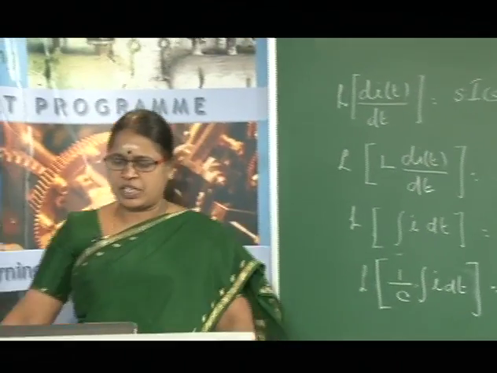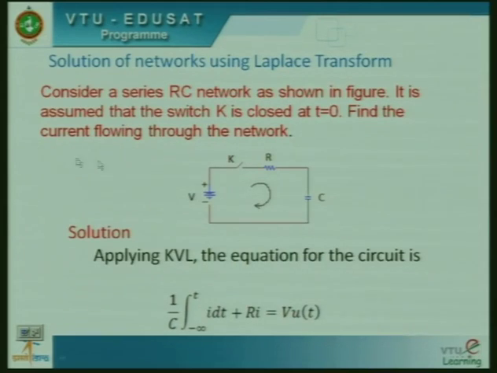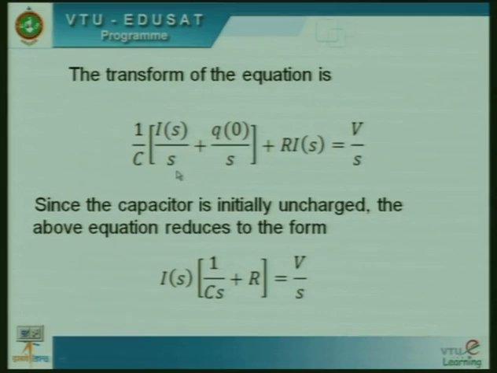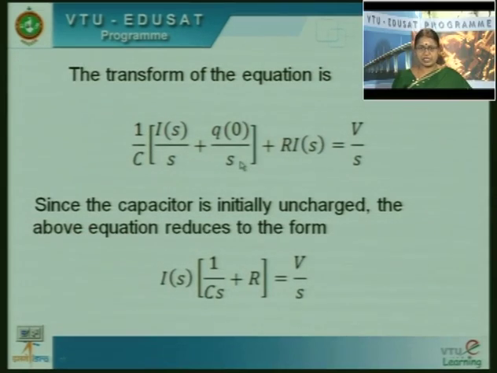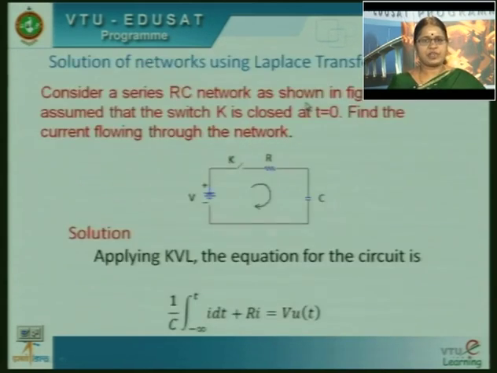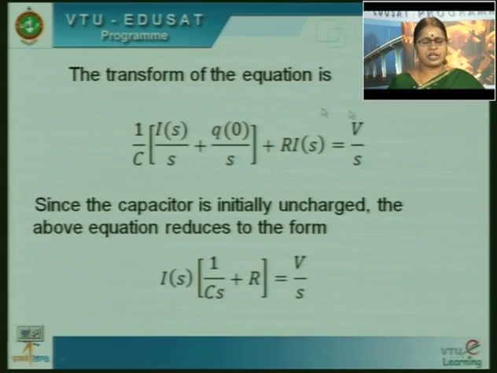This is the Laplace transform of 1 by C integral I dt. The Laplace transform of 1 by C integral I dt is 1 by C into I of s by s plus q naught by s, the Laplace transform of the term R into I of t is R into I of s, and the Laplace transform of V into U of t is V by s. So, this is the transformed equation. What we have done is transformed this differential equation into an algebraic equation.